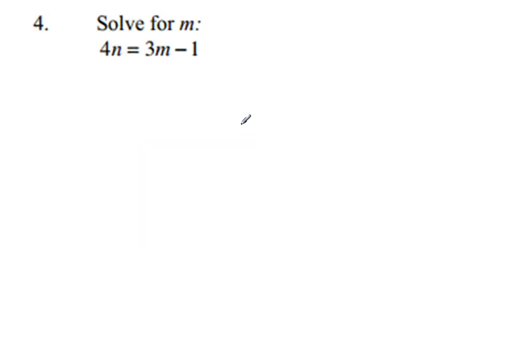All right, number 4. And again, pause it if you want to try it on your own. But we're solving for m. So I suggest not divide by 3 right away, but get rid of the 1 first. And then I have 3m on the right side this time, 4n plus 1. Now I'm getting rid of the 1 because I'm solving for m. I want to get rid of the stuff that's around it. And then last step, divide by 3.